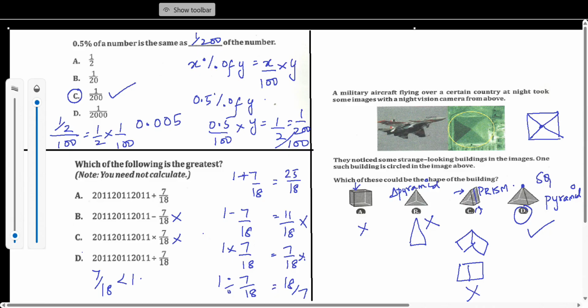So clearly here D should be the answer regardless of this first number, be it small or big, as long as it's positive and greater than 1.